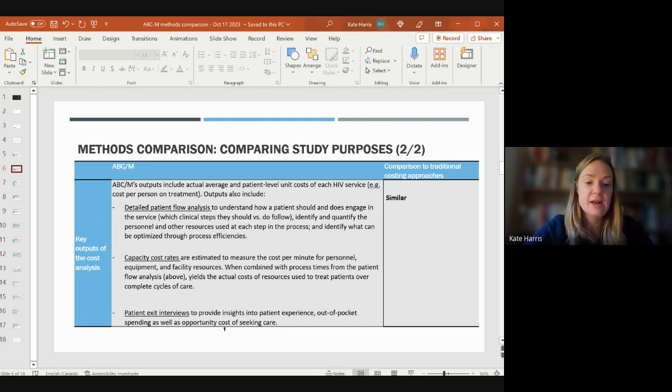And finally, activity-based costing also does patient exit interviews, which offers insight on the patient experience from that service, as well as asks about how much it costs the patient, for example, on transport to get there, their out-of-pocket spending, as well as the opportunity cost of seeking care. These types of outputs are quite similar to other costing approaches. They might have different names, they might have different levels of detail, but those outputs to understand the patients moving through the system, these unit costs, the costs of equipment and commodities are largely the same overall.